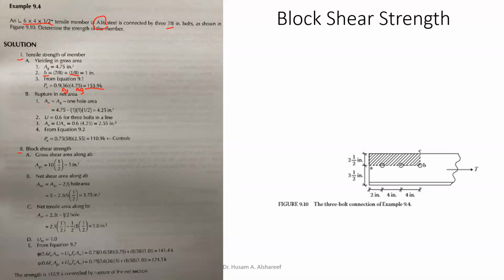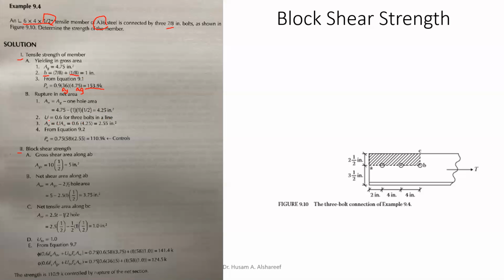We find the AN equals the AG minus 1 hole area. The AG is the gross area, times 1 hole, which is 1, times the hole size, which is 1, times half, which is the thickness of the plate. And this gives me 4.25 inch squared.